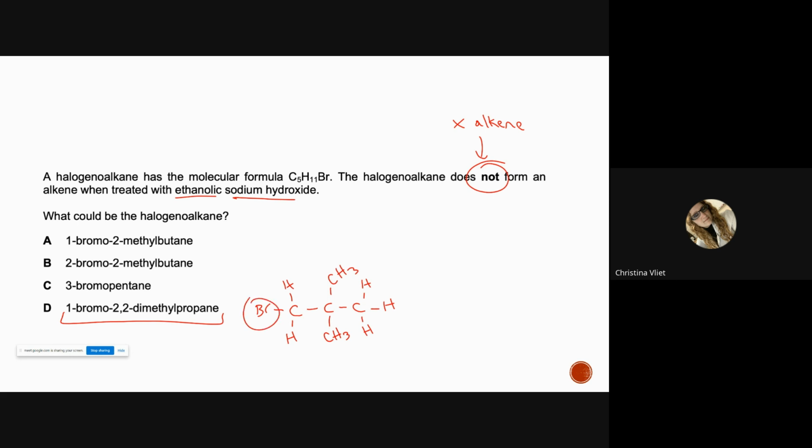the bromine from one carbon, and what would you take away from the carbon next door? A hydrogen, right? Well, what about the carbon next door? What's the problem? There are no hydrogens to take. If you cannot take a hydrogen away, you cannot take the bromine away, because you cannot make the HBr and you cannot make the double bond.